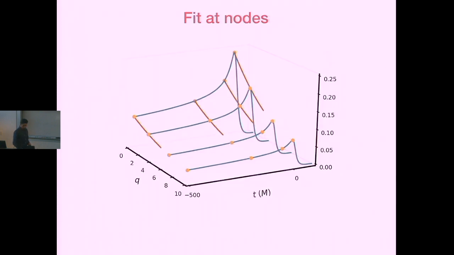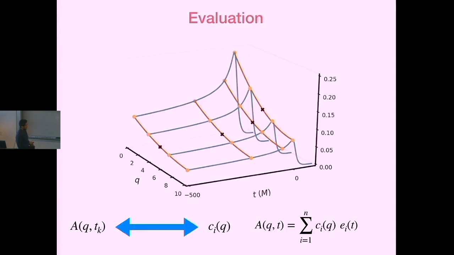And the reason you want to do that is you have this amplitude as a sum of the basis elements, but you don't know the basis coefficients. As it turns out, you can relate the basis coefficients at any q to the amplitude values at that mass ratio and whichever time value you evaluate the fit at. So you can think of it as a matrix inversion problem. You go from the set of amplitudes on these points to the basis coefficients at any mass ratio.